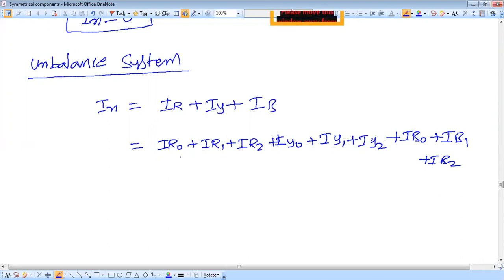Now we know that IR0, IY0, IB0, all three are equal. So instead of writing them separately, I can write 3 times IR0. Now the remaining terms I am writing as they are: IR1, IR2.